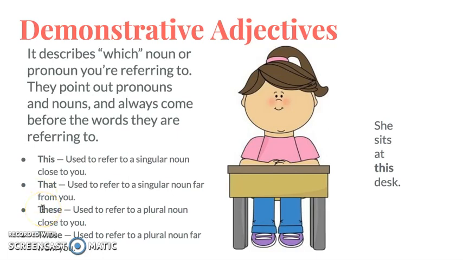These is the next one we have. It's used to refer to a plural noun close to you. And the last one we have is those. It's used to refer to a plural noun far from you. Right here we have, she sits at this desk. This is a demonstrative adjective describing the desk. It's the desk right here. It's close to her.